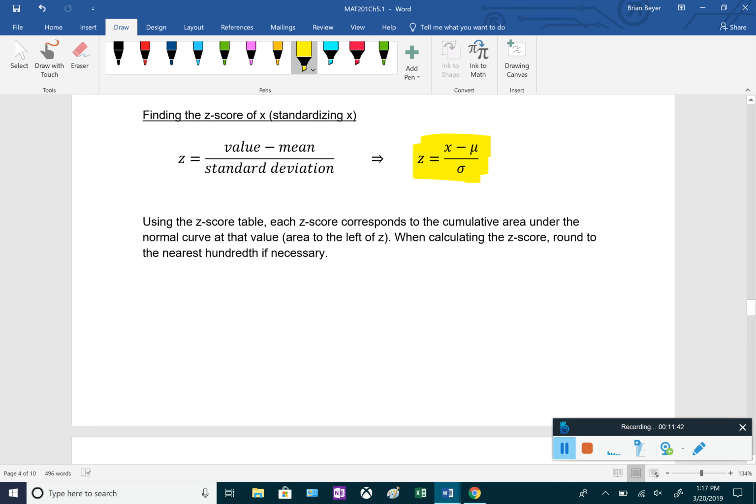Okay, so this next thing is also really, really important. Put a little star next to it. We're going to be using a table anytime we're dealing with these z-scores. We're using the z-score table. Each z-score on the table corresponds to a cumulative area under the normal curve at that value, which means the area to the left of the z-score. So when we're calculating a z-score going forward, we're going to have to round to the nearest hundredth because that's what the table tells us.